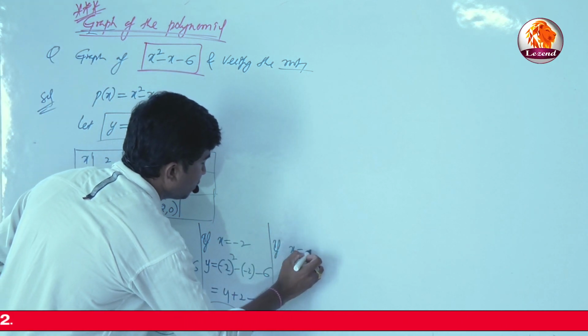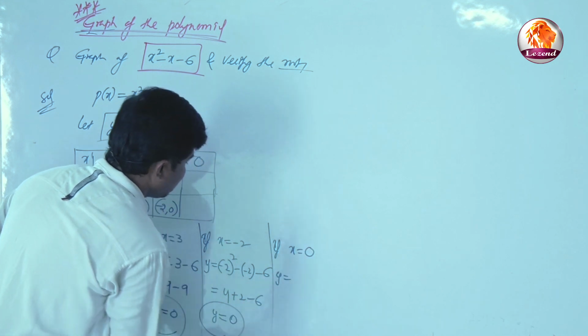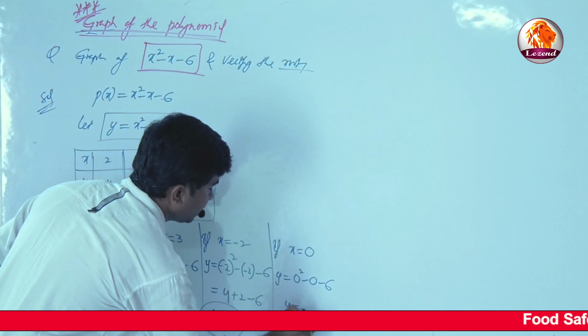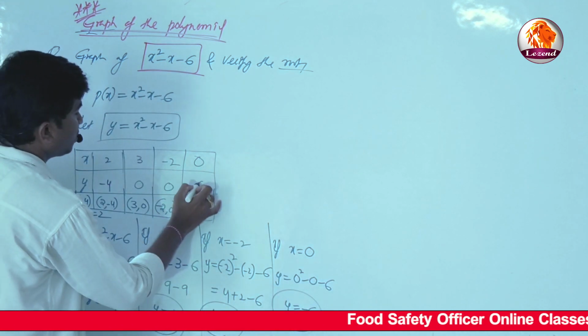If x value is 0, what is the y value? So 0 square, 0 minus 6. So the y value is definitely minus 6. So 0 comma minus 6.